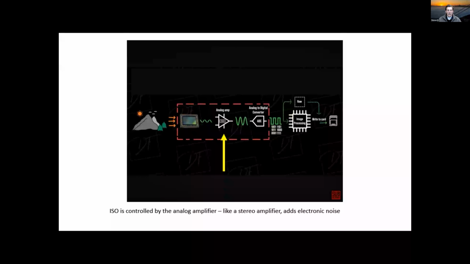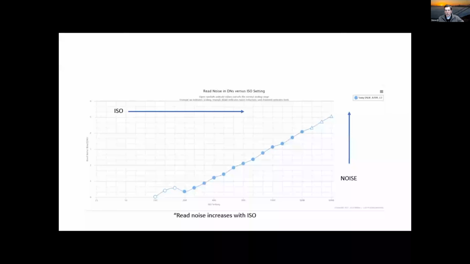And it's like a stereo amplifier. If you turn it up, you get more noise. So we take a look at this graph, which graphs ISO from left to right and noise from up and down. And it's really a straight line graph. The more you turn up the ISO, the more it affects the noise. The more noise you get, you're adding more electronic noise to the image. So we know we can fix this in post-processing. So why don't we simply increase ISO?